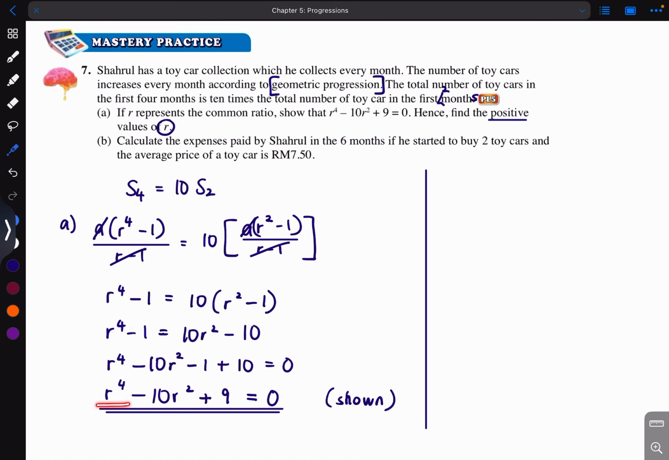We don't learn how to factorize r to the power 4. What we can do is we can let r squared equal to, let's say, x, or any other alphabet, let's say k. So r to the power 4 would be k squared, minus 10k plus 9 equals 0. So you can see, if we make r squared equal to k, we get a nice quadratic equation. So we don't have power 4, power 2. Instead we reduce it to a square term and a number. So here we can factorize.